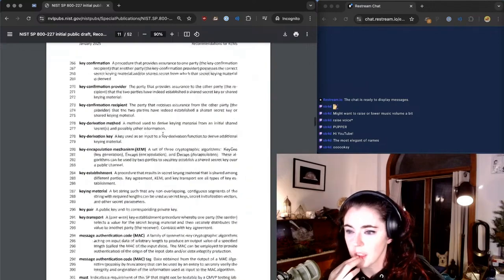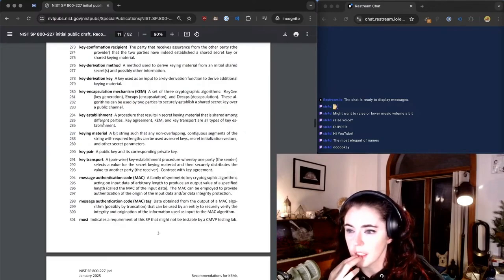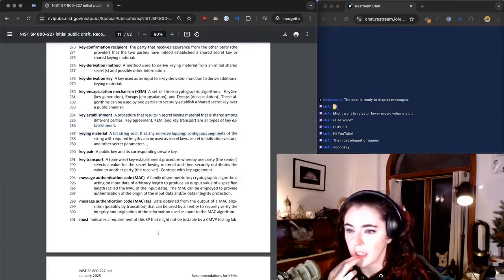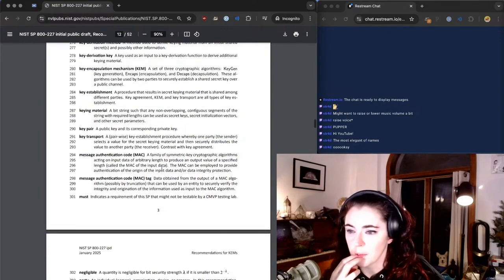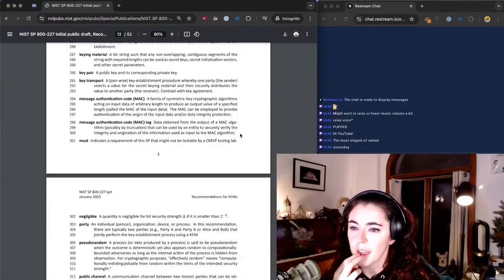Key generation method, key generation key, encapsulation mechanism, key establishment, key agreement, KEM, and key transfers are types of key establishment. Yeah. Not my favorite. Keying material. Sure. Key pair, key transport, MAC. Family symmetric key criteria, input of data of arbitrary length. Yep, the tag, the output of MAC.